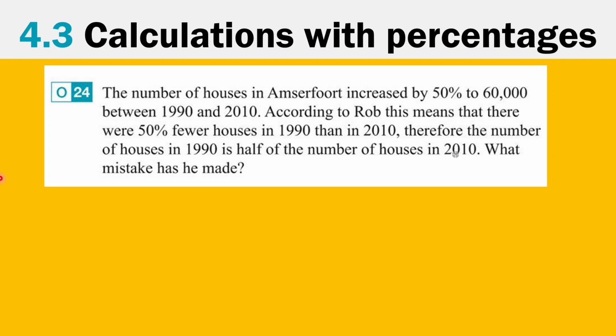And before I introduce you to the new theory, I want you to take a look at this exercise right here. The number of houses in Amersfoort increased by 50% to 60,000 between 1990 and 2010. According to Rob, this means that there were 50% fewer houses in 1990 than in 2010. Therefore, the number of houses in 1990 is half of the number of houses in 2010. What mistake has he made?